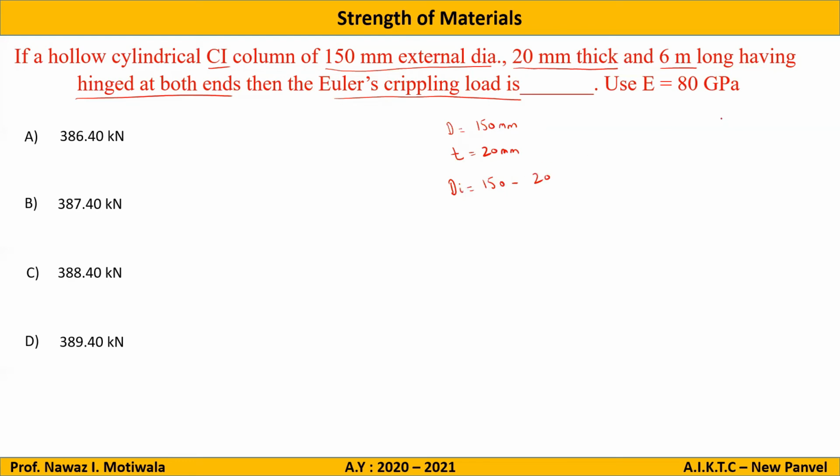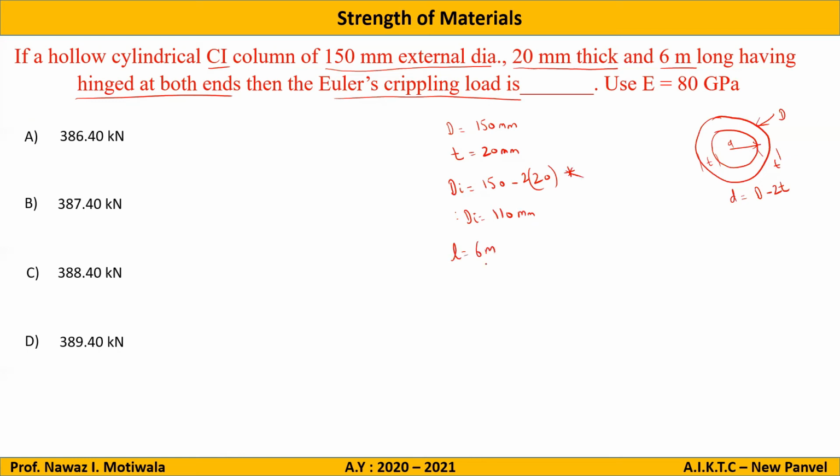It is thickness. If you see in this particular diagram, if this is the capital diameter D, the internal diameter, small d, will be D minus 2 times thickness. The thickness is here also and here also. So it should be D minus 2 times thickness. So it will be 150 minus 2 into 20, so I will get Di as 110 mm. This is the place where students make the mistake.